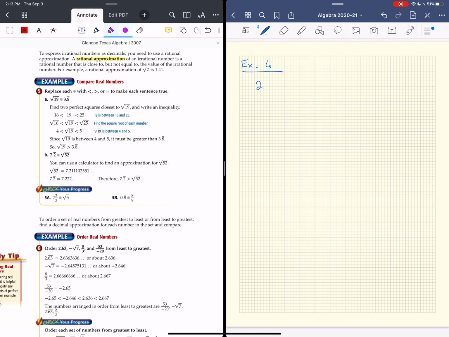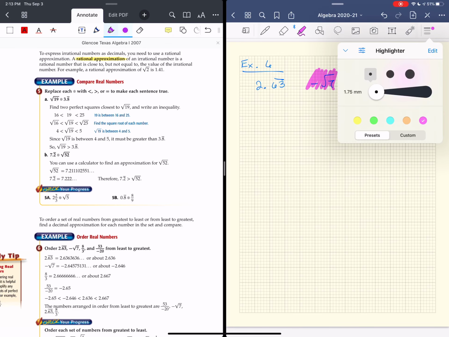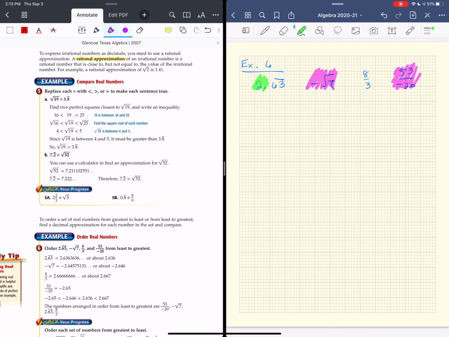We've got 2.63 repeating, negative square root of 7, 8/3, and 53 over negative 20. And we're supposed to arrange these from least to greatest. Well, the first thing I would do is I would say, well, these two are negative, so they're going to have to be on the left. And then these two are positive, so they're going to have to be on the right.